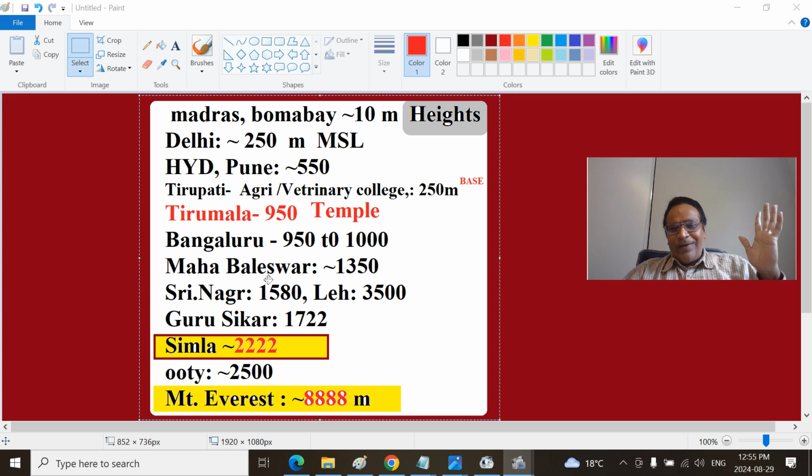Here you can see Bangalore, that is Yashwantpura railway station, as well as the sacred temple of Tirumala, generally called Tirupati. But Tirupati is the base town, where the agriculture college, veterinary college and university are, that is 250 meters. The temple itself is 950 meters. Remember, 1 kilometer above sea level. So you get a broader idea.